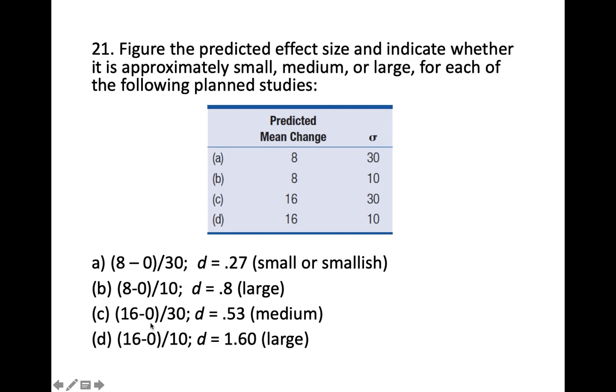That's a large effect. Next one, we're basically just using the same basic formula. You should get a D of 0.53, which is medium. And then for D, you get the last effect size you get is 1.63, which is large. All right, and that's the last one.